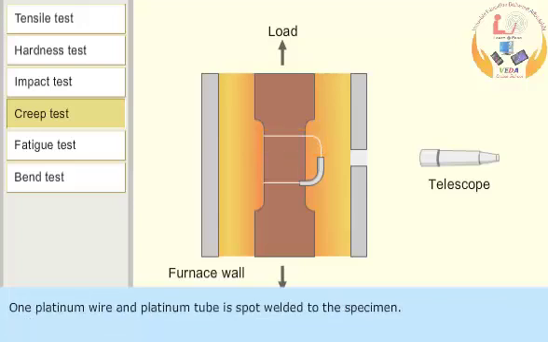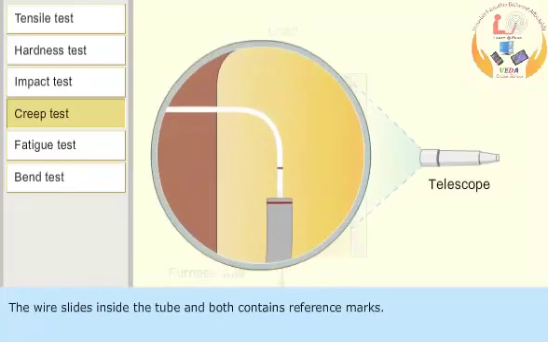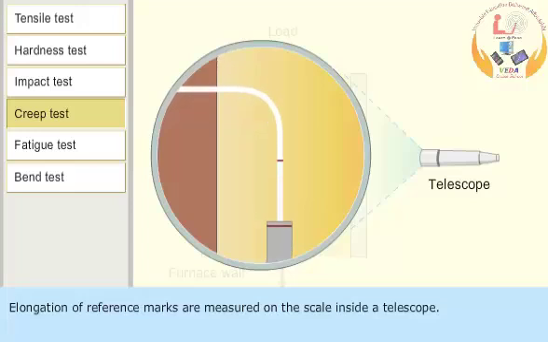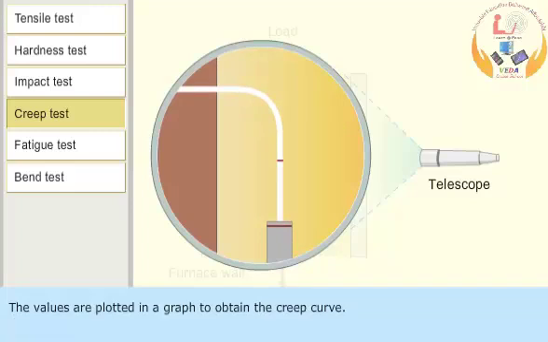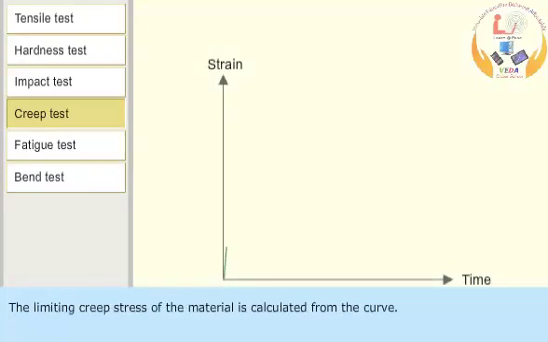One platinum wire and platinum tube is spot welded to the specimen. The wire slides inside the tube and both contain reference marks. Elongation of reference marks is measured on the scale inside a telescope. The elongation of reference marks is recorded at the desired time interval for the entire duration of the test. The values are plotted in a graph to obtain the creep curve. The limiting creep stress of the material is calculated from the curve.